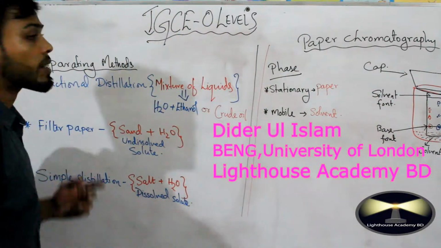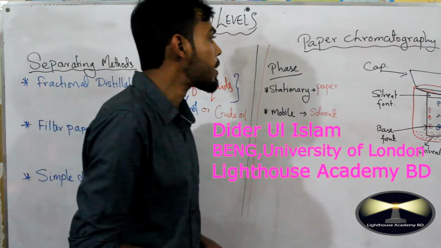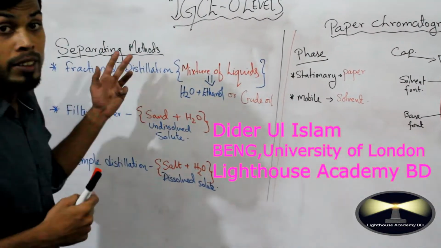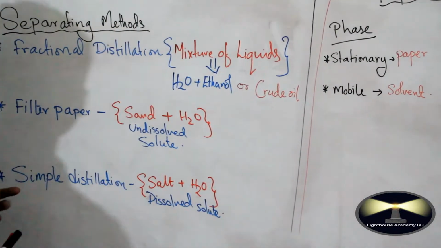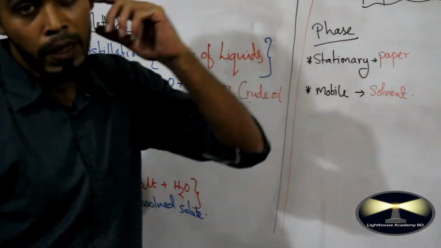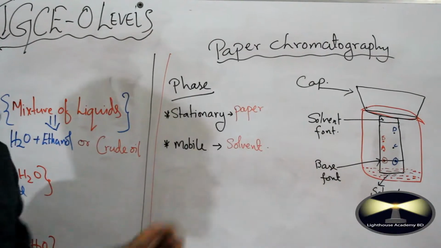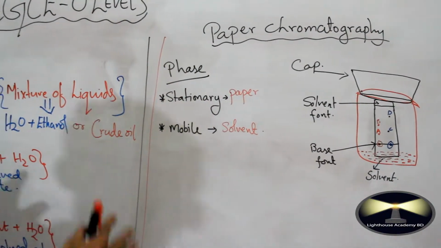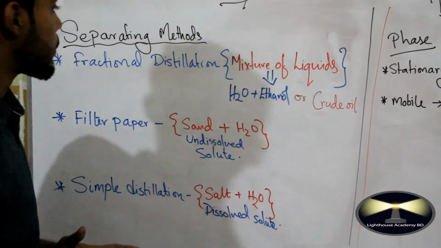The topic is separating methods. Now we'll discuss the different separating methods in your textbook. What separating methods are there? Fractional distillation, filter paper, simple distillation, and the most important one, paper chromatography. On paper chromatography I need to be detailed, because I know many students have doubts about it. Separating methods come up in exam questions.